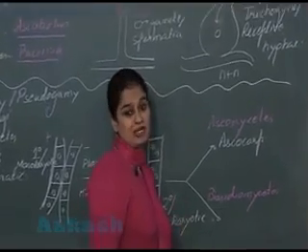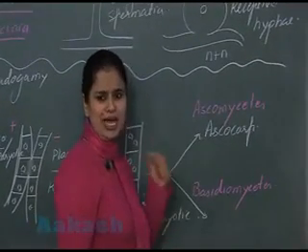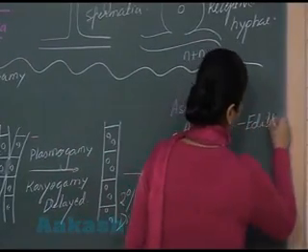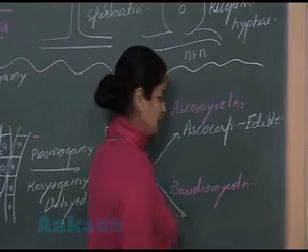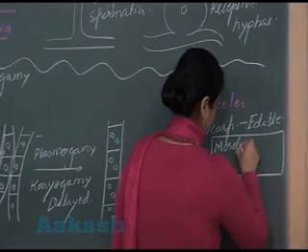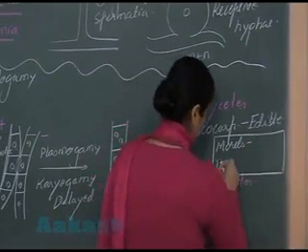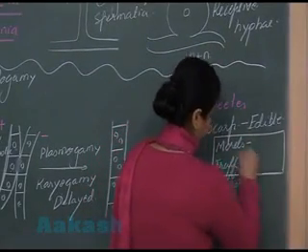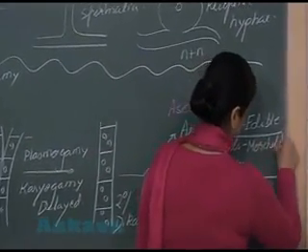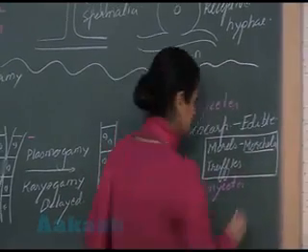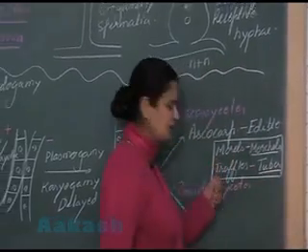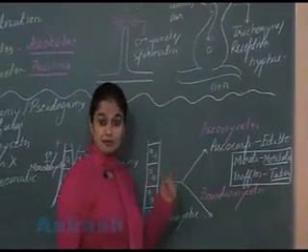In some of the ascomycetes, this fruiting body, ascocarp, is edible. This is in morels and truffles. The morel's scientific name is Morchella. The truffle's scientific name is Tuber. So in both of these, the fruiting body that is formed is edible.